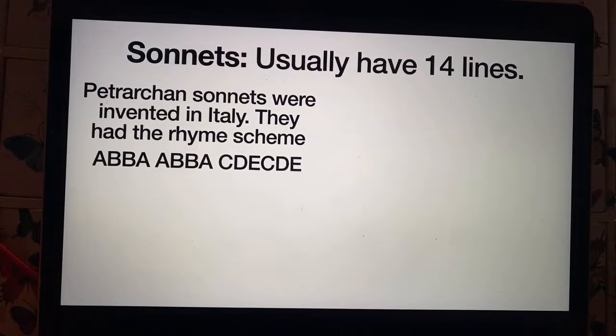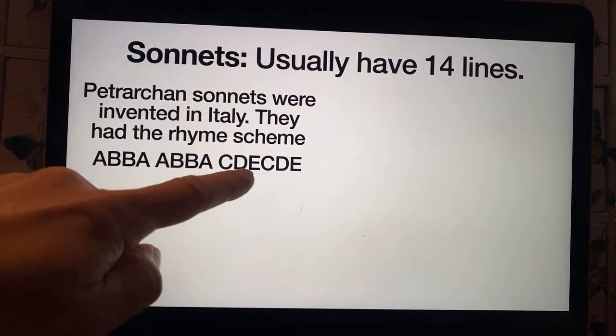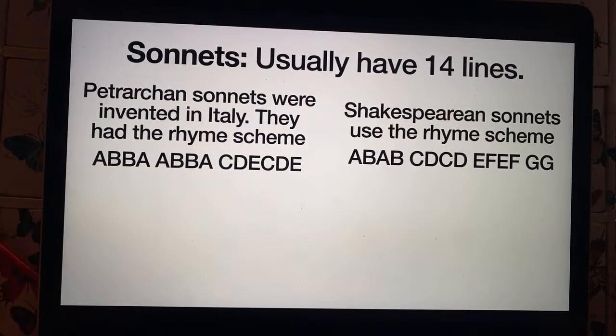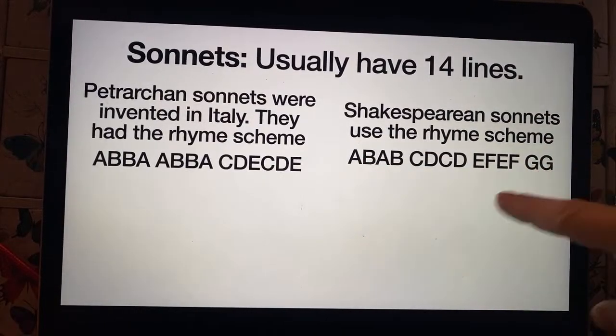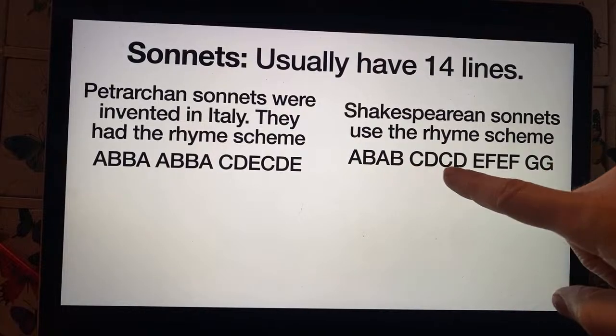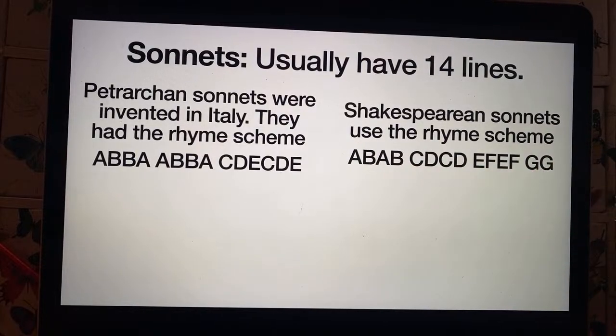Now, sonnets were actually invented in Italy, led by this chap called Petrarch. So Petrarchan sonnets are the most famous and most common type of sonnet. They've got the rhyme scheme A-B-B-A, A-B-B-A, C-D-E, C-D-E. But the English sonnets, I didn't know this until I started teaching this, Shakespearean sonnets use a different rhyme scheme. Do you know why? The Shakespearean has got more letters in: A, B, A, B, C, D, C, D, E, F, E, F, and then G, G at the end.